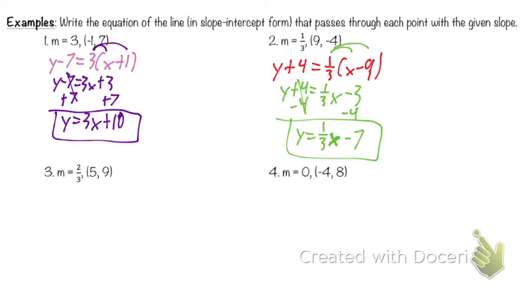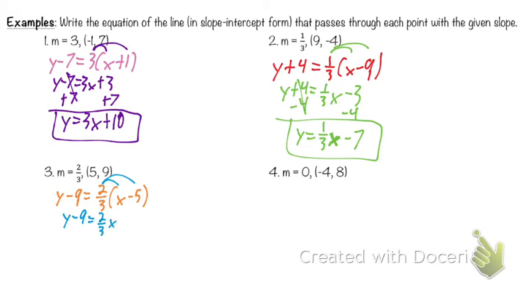Okay, let's go through number 3 together here, and let's see what happens when we get some fractions, okay? Which is okay, it does happen. As we plug this in, we're going to get y minus 9 is equal to 2 over 3 times the quantity x minus 5. We're going to plug this in the same way we've been plugging them in. Our first step's still going to be the same. We're still going to distribute.